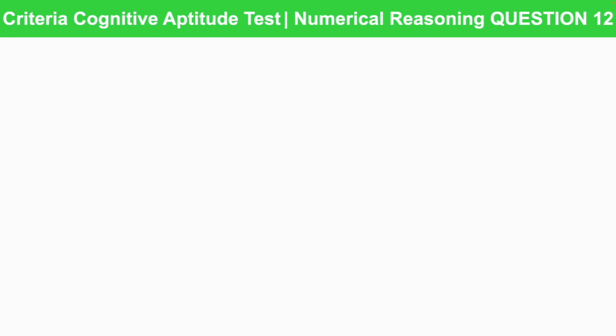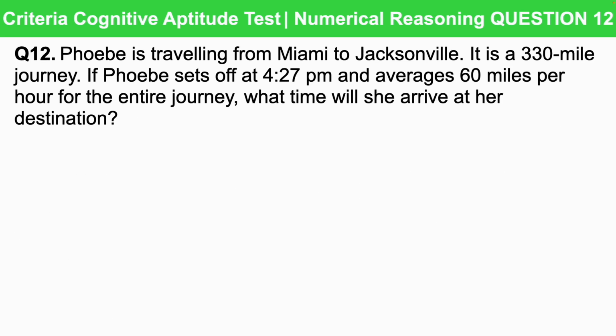You're doing great, and this is the last numerical CCAT question, and it's a really tricky one as it requires you to demonstrate your knowledge of speed, distance and time. The question is this. Phoebe is travelling from Miami to Jacksonville. It's a 330-mile journey. If Phoebe sets off at 4:27 p.m. and averages 60 miles per hour for the entire journey, what time will she arrive at her destination?